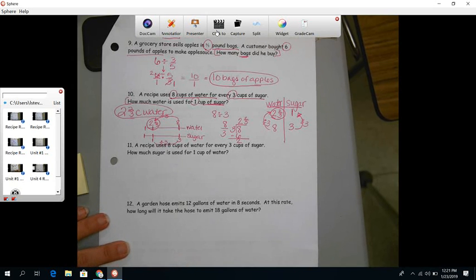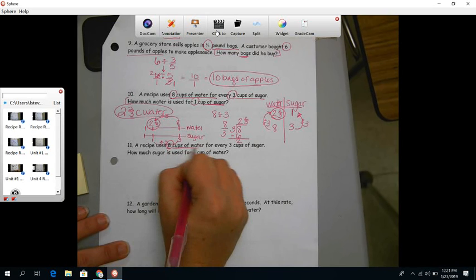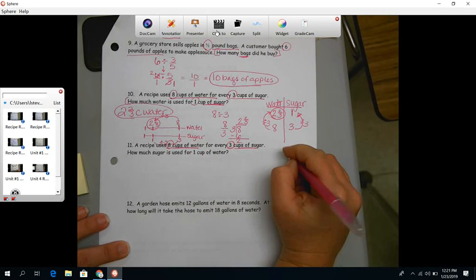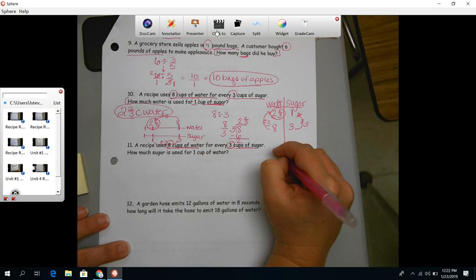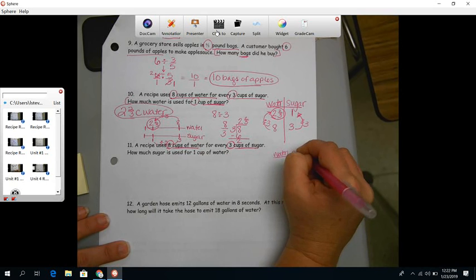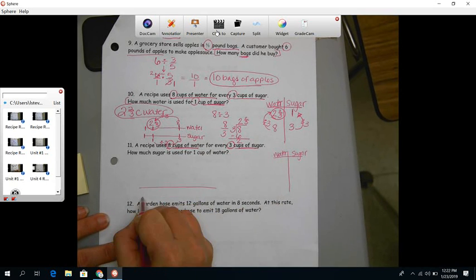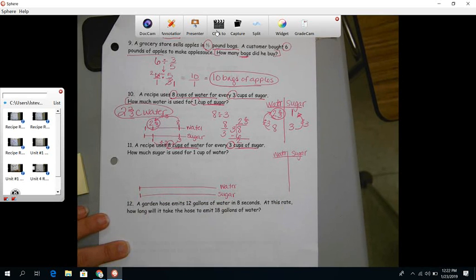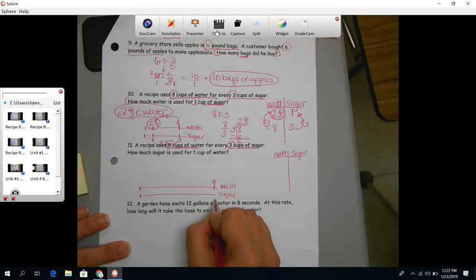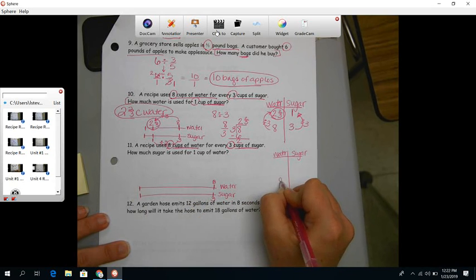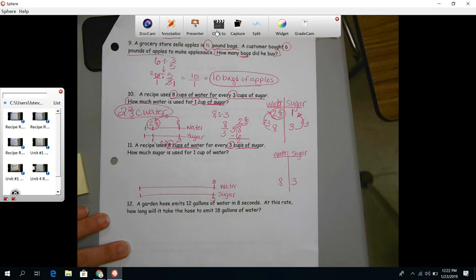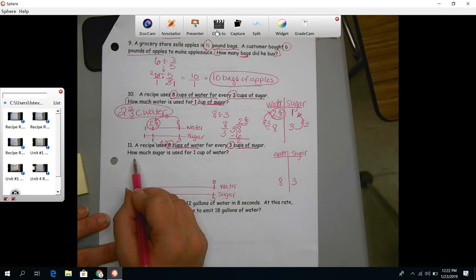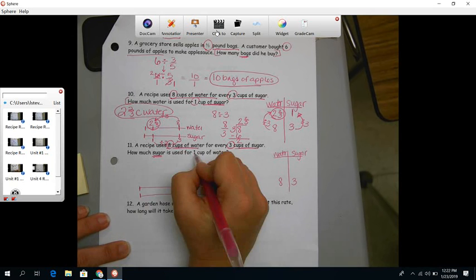Number 11, a recipe uses 8 cups of water again for every 3 cups of sugar again. So again, I could set up my T-chart and do water and sugar. I can set up my double number line, and I can go water with sugar. You can choose which way you would see it best. It's up to you. But I know that I have 8 cups of water with 3 cups of sugar. Again, you solve it the way that you feel is best for you. Okay? So, how much sugar is used for 1 cup of water?